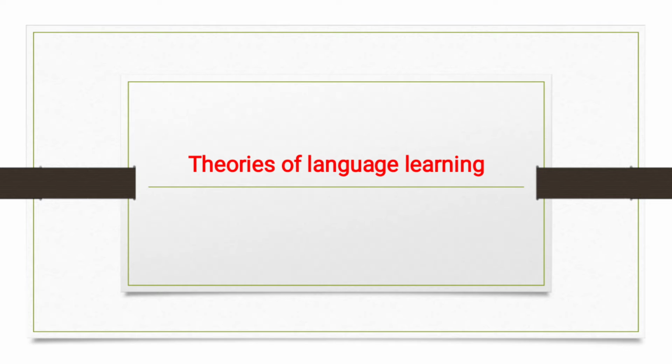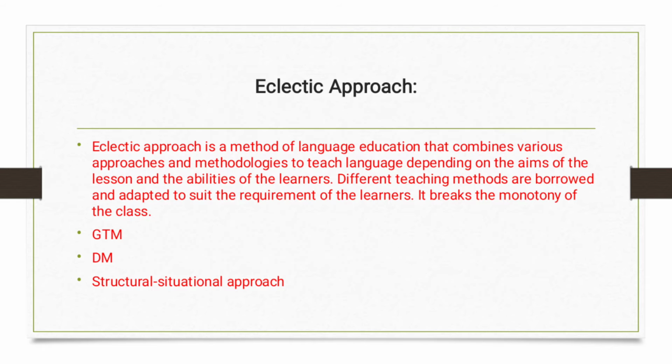Today's topic is about theories of language learning. In the previous videos, we talked about grammar translation method, direct method, audiolingual method, natural approach, and communicative method. You can find those videos' links in the description. Watch those videos as well, because they are also related to the theories of language learning. And in this video we will talk about the eclectic approach. What does eclectic approach mean in theories of language learning?